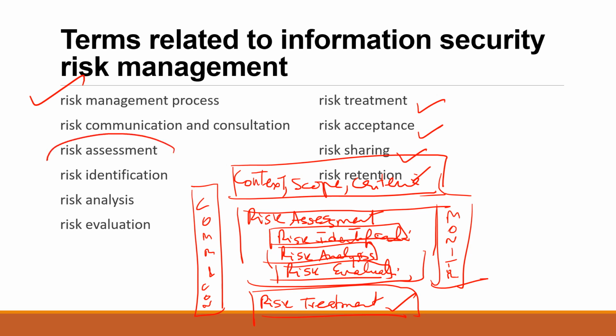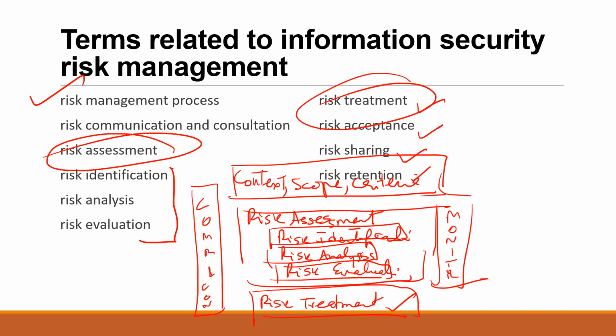So the two bigger categories are risk assessment and risk treatment. Within the assessment we have identification, analysis, and evaluation. Within the treatment we have acceptance, sharing, retention. We also talked about avoidance, so that's also one of the ways you can avoid it. Communication and consultation is something very important. What is not mentioned here is the monitoring. That's also there. Recording is also there.